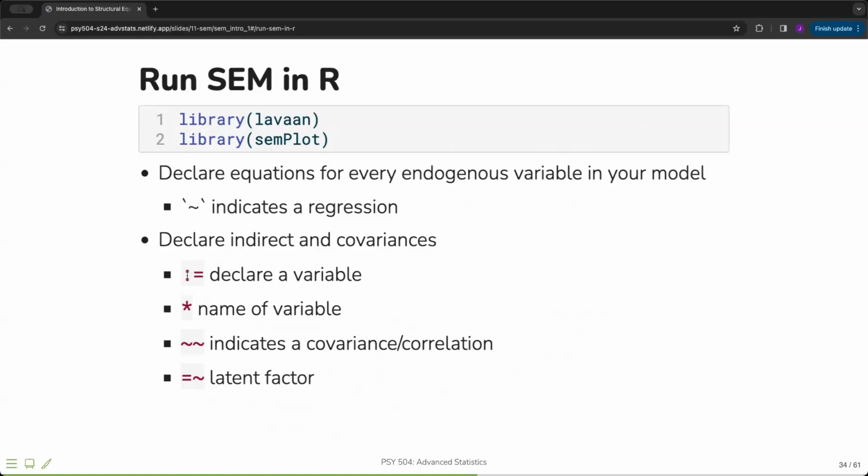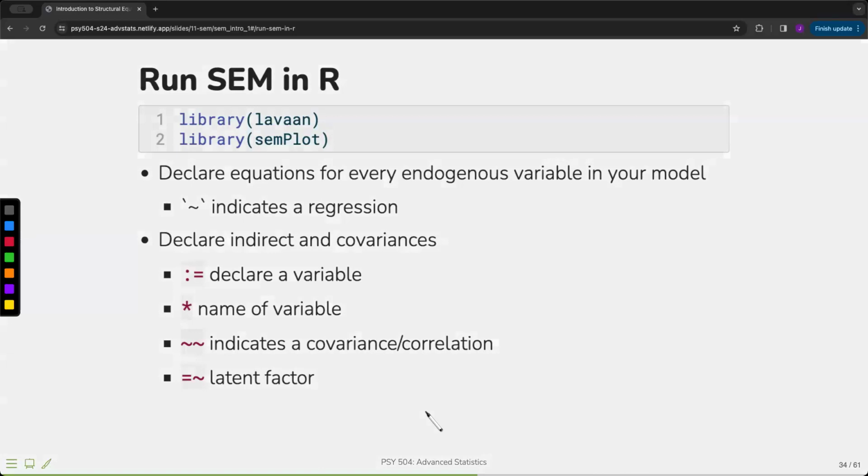The colon equal sign declares a variable, so you can specify an indirect effect. The asterisk allows you to label a variable and name it whatever you like. The double tilde indicates a covariance or correlation between variables. And then next week, we'll touch upon this, but if we want to specify a latent factor, we have to use the equal tilde sign.